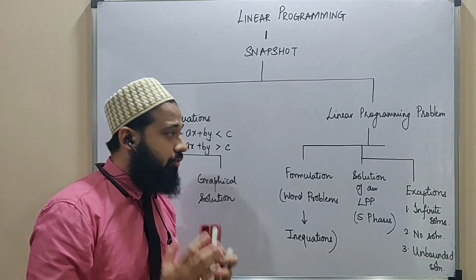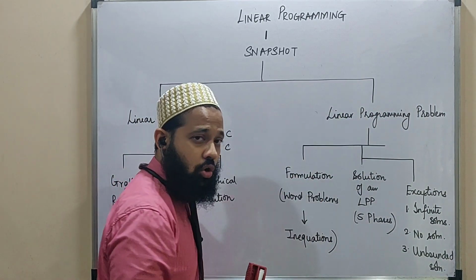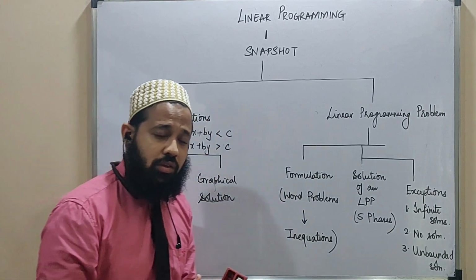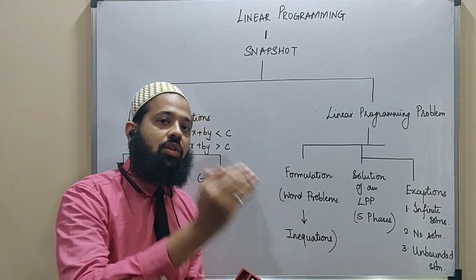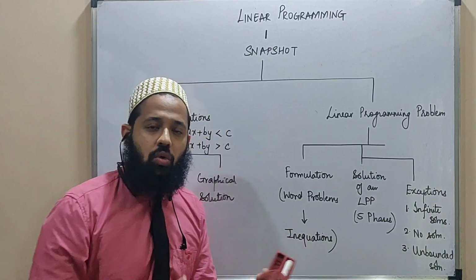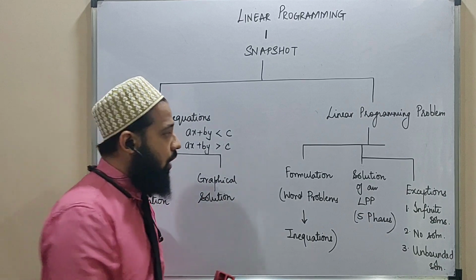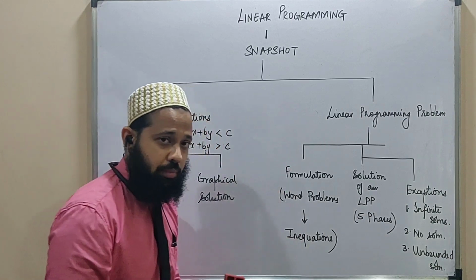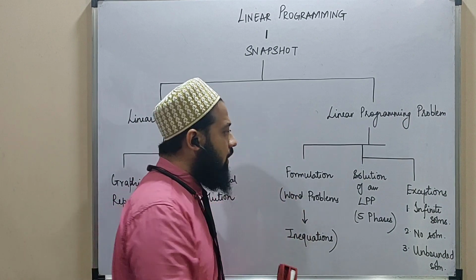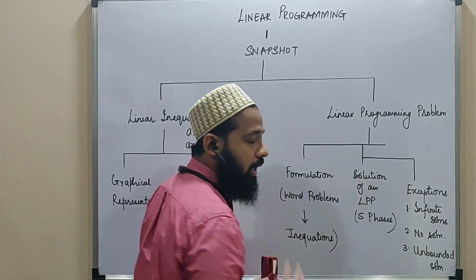Two parts of this category also. One of them is the formulation. So we have a word problem in front of us, and we'll construct a linear inequation system out of it. So there will be multiple inequalities that you will be creating out of the word problem. So that's the formulation part. Then we'll be given the linear inequalities and we'll have to solve them. So solution of an LPP.